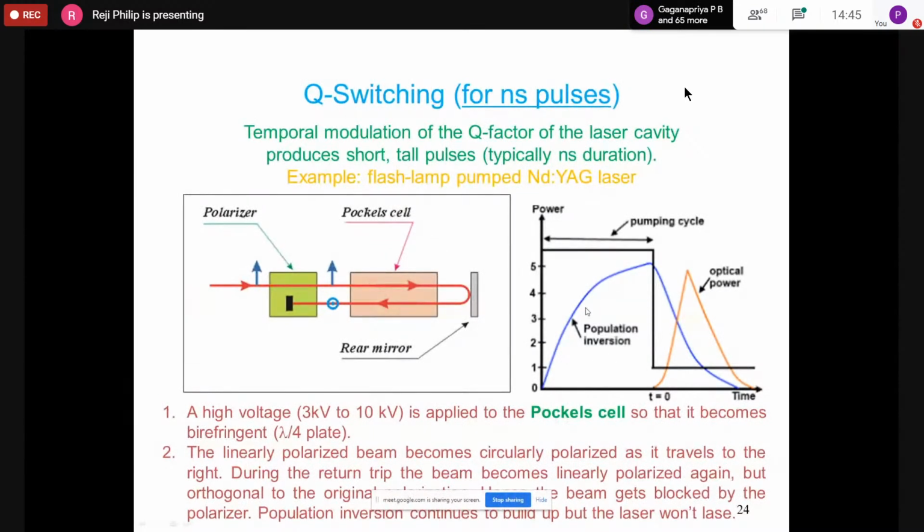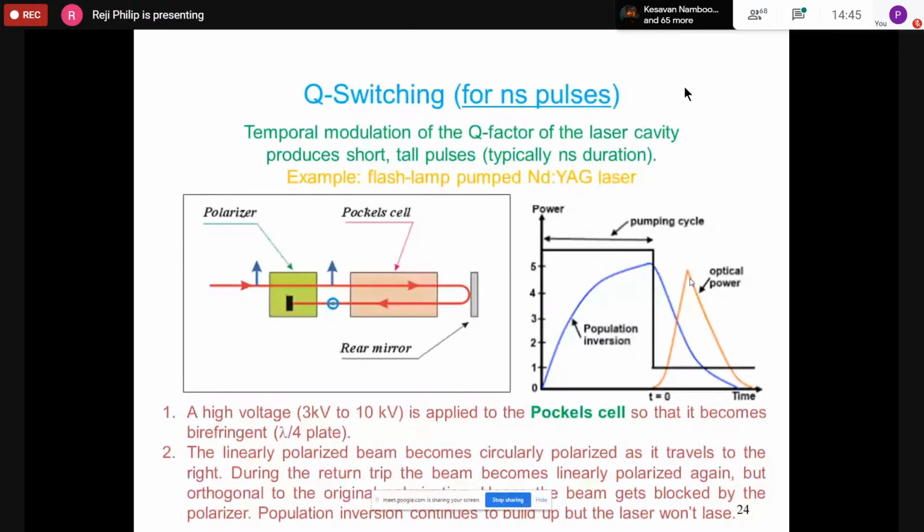The advantage here is that you don't allow laser action to take place until the population inversion reaches a maximum. If you do that, the output pulse that you get will be very energetic. So you get a very short pulse, and it contains a lot of energy also. So this is what we call Q switching.